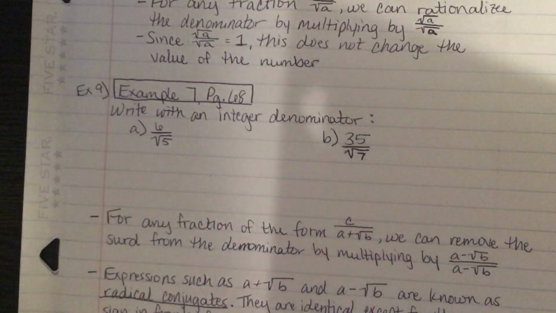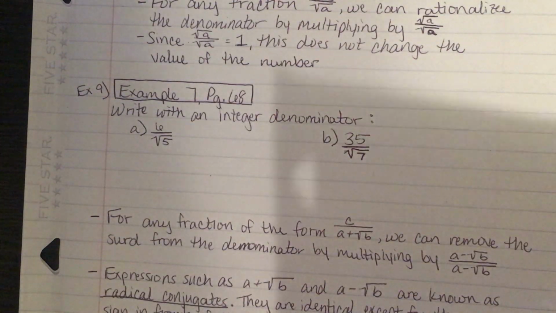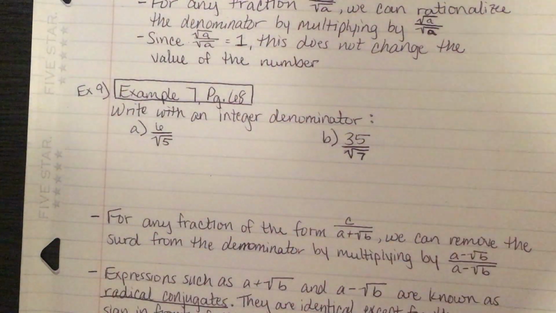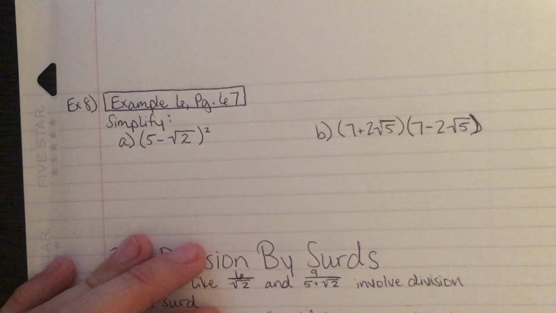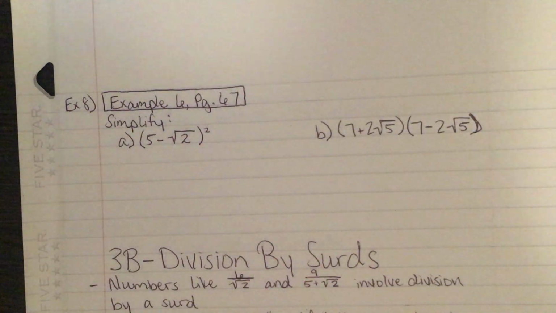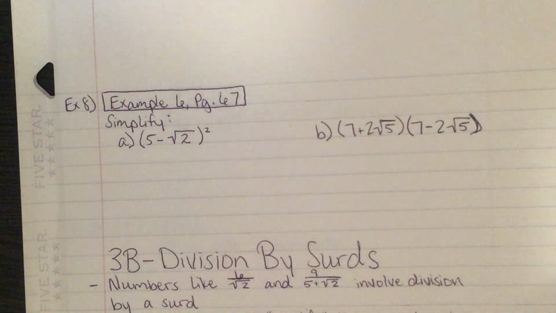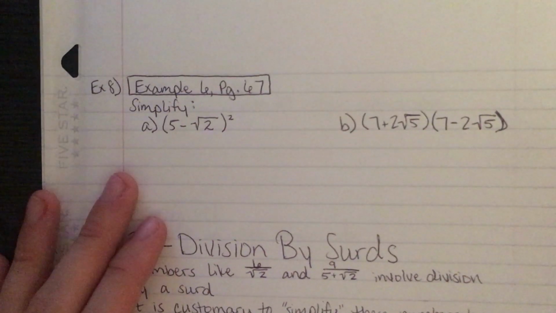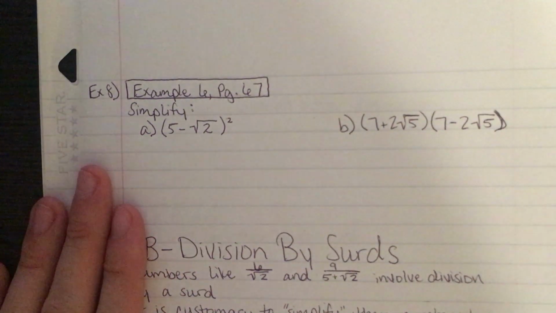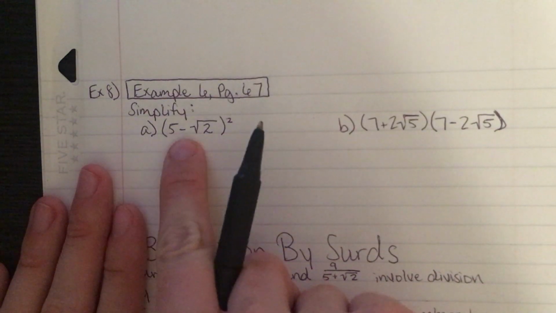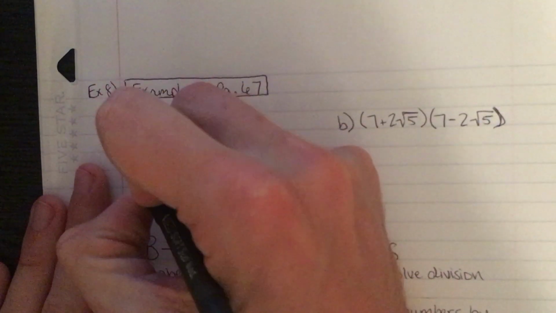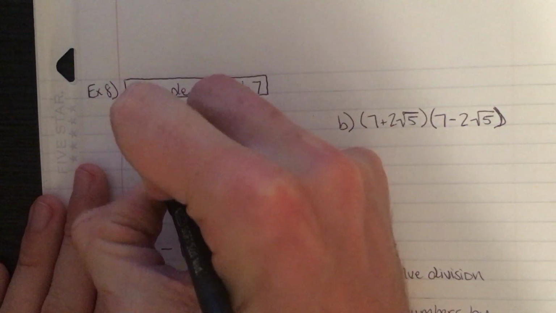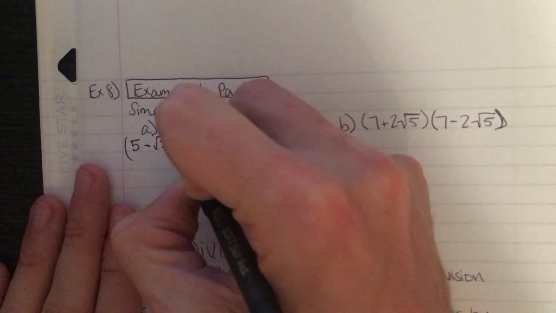So we're going to look at a couple more, and then we're going to look at division by surds, and then we will call it a day. So what we're going to look at now is still some multiplying, but we're going to look at multiplying specific types of surds. So we've got 5 minus the square root of 2, and that is squared here. So again, if you want to try this one yourself, you are more than welcome to.